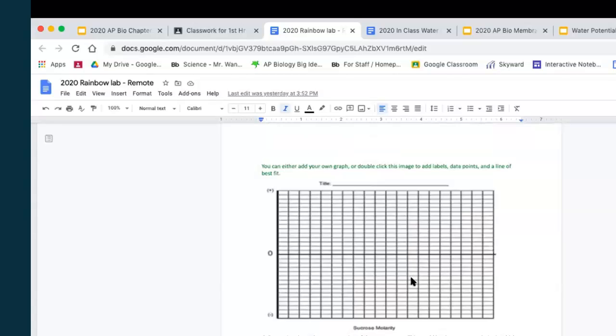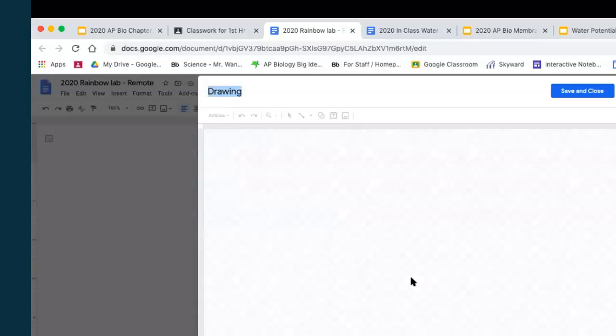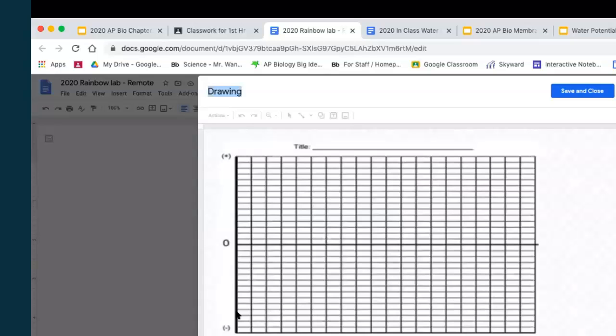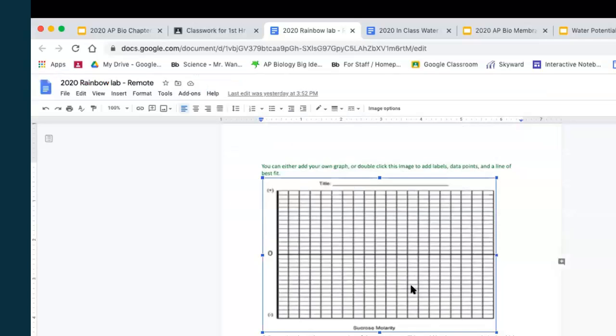This is a clickable graph, so you can add labels, data points, and a line. Or you can create your own in Google Sheets or whatever, and copy paste it into here. We always use a line of best fit or a trend line. If you're doing this with Google Sheets, you would use what's called a trend line. The line of best fit is the line that most closely touches all of your dots. We don't go dot to dot when we draw our line. So if my points were here, here, here, here, I'm probably going to go in between them.